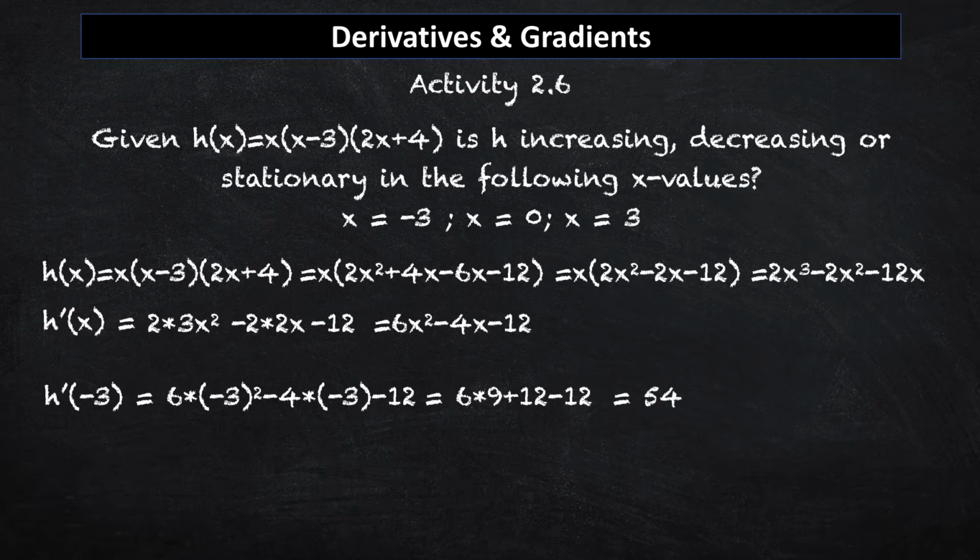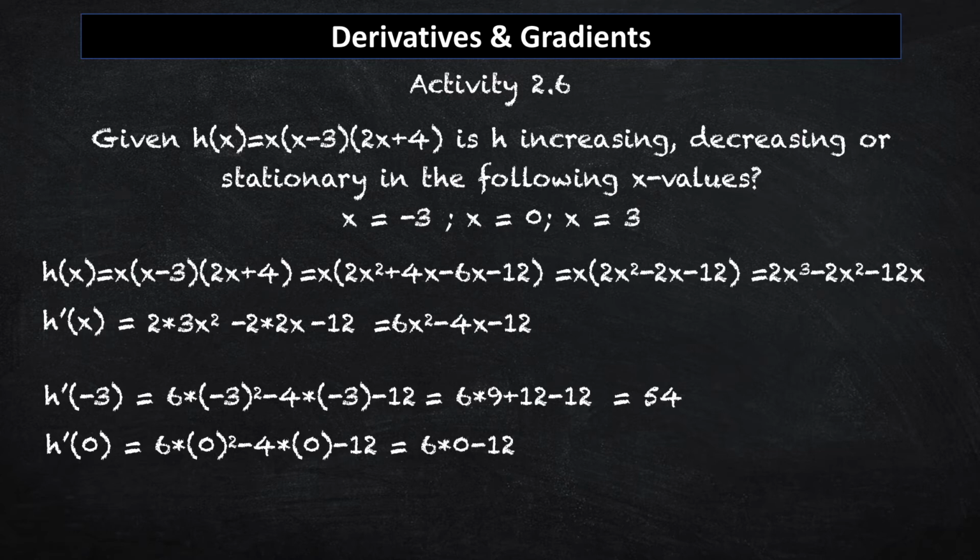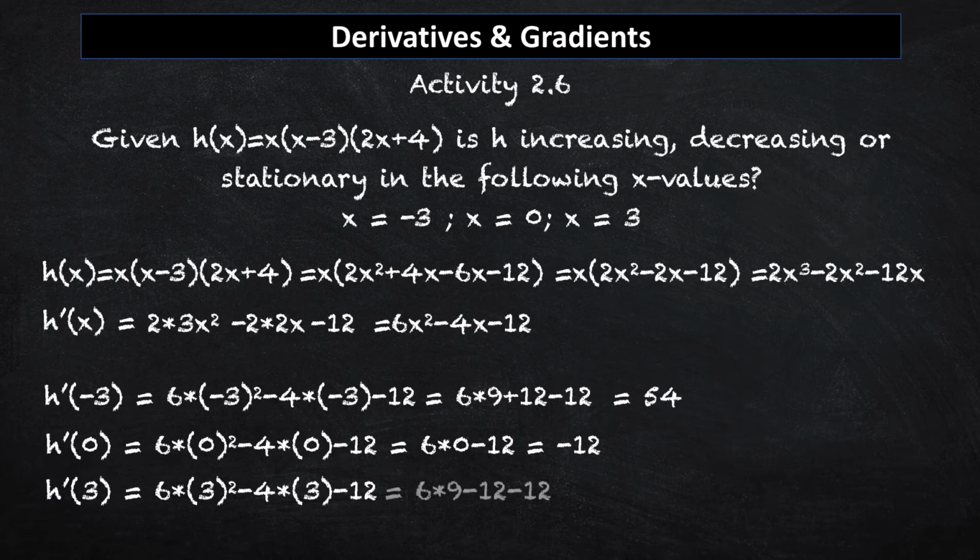Then we have the point x equal to 0. So we proceed as always. We substitute the number 0 to all the x's that we find in the derivative. And this expression becomes equal to 6 multiplied by 0 minus 12, which is equal to -12. And finally, we have to compute the derivative in the point x equal to 3, which is equal to the expression that you see here, where the 3 was substituted to all the x's in the expression of the derivative. And then this becomes equal to 6 multiplied by 9 minus 12 minus 12. And this is equal to 30.